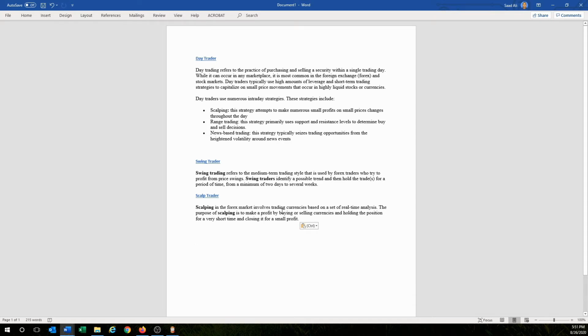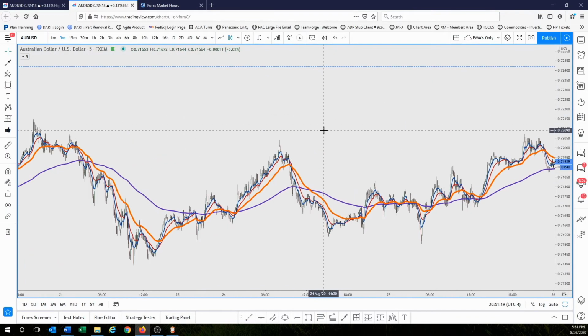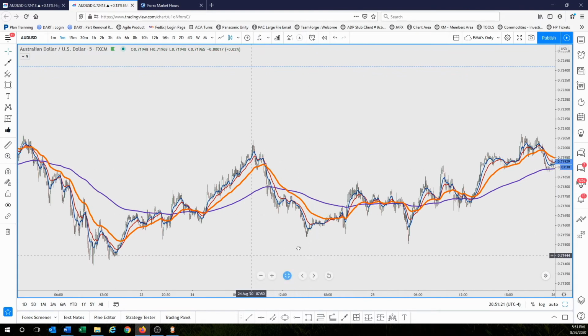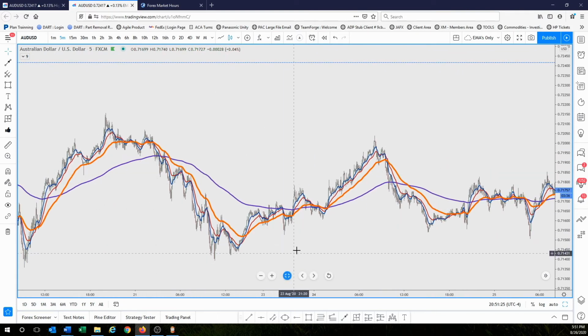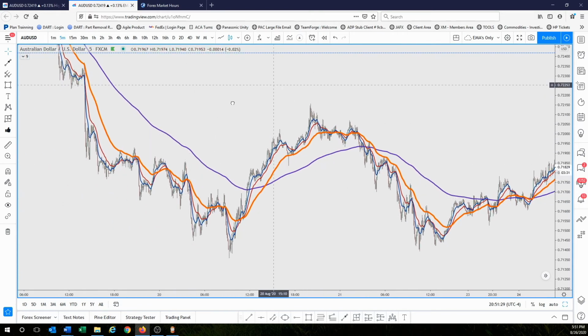Scalping in the Forex market involves trading currencies based on a set of real-time analysis. The purpose of scalping is to make profit by buying and selling currencies and holding the position for a very short time and closing for small profits. So like I said, usually scalping, you'll do on the 5-minute chart. All of these little dips right here, boom, boom. You can just catch them, these little waves. This is what scalping is.